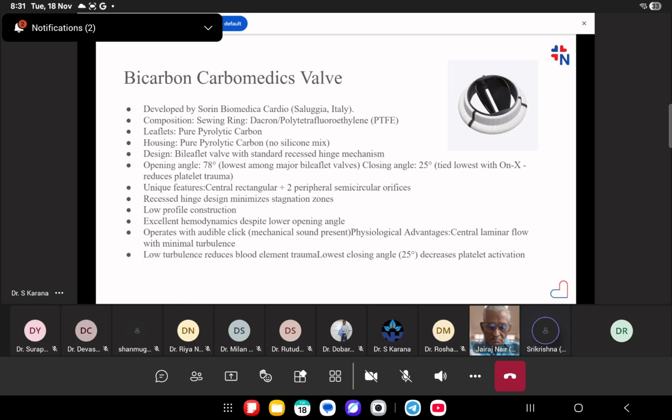Especially when you're choosing between a tilting disc and a bileaflet valve. What is the hemodynamics and the flow pattern of the blood through the valve? There is a primary orifice and a secondary orifice in a tilting disc, and then there is lateral laminar flow through the bileaflet valves. Yes, sir. So these are also important considerations when you're choosing a valve for a particular patient. Yes, sir. Effective orifice area is most important.